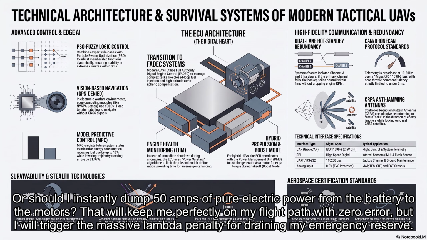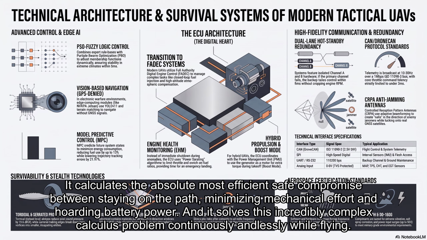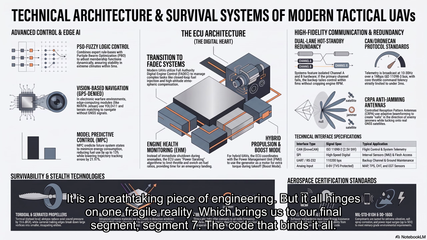That will keep me perfectly on my flight path with zero error, but I will trigger the massive lambda penalty for draining my emergency reserve. It calculates the absolute most efficient, safe compromise between staying on the path, minimizing mechanical effort, and hoarding battery power. And it solves this incredibly complex calculus problem continuously, endlessly while flying. It is a breathtaking piece of engineering, but it all hinges on one fragile reality.